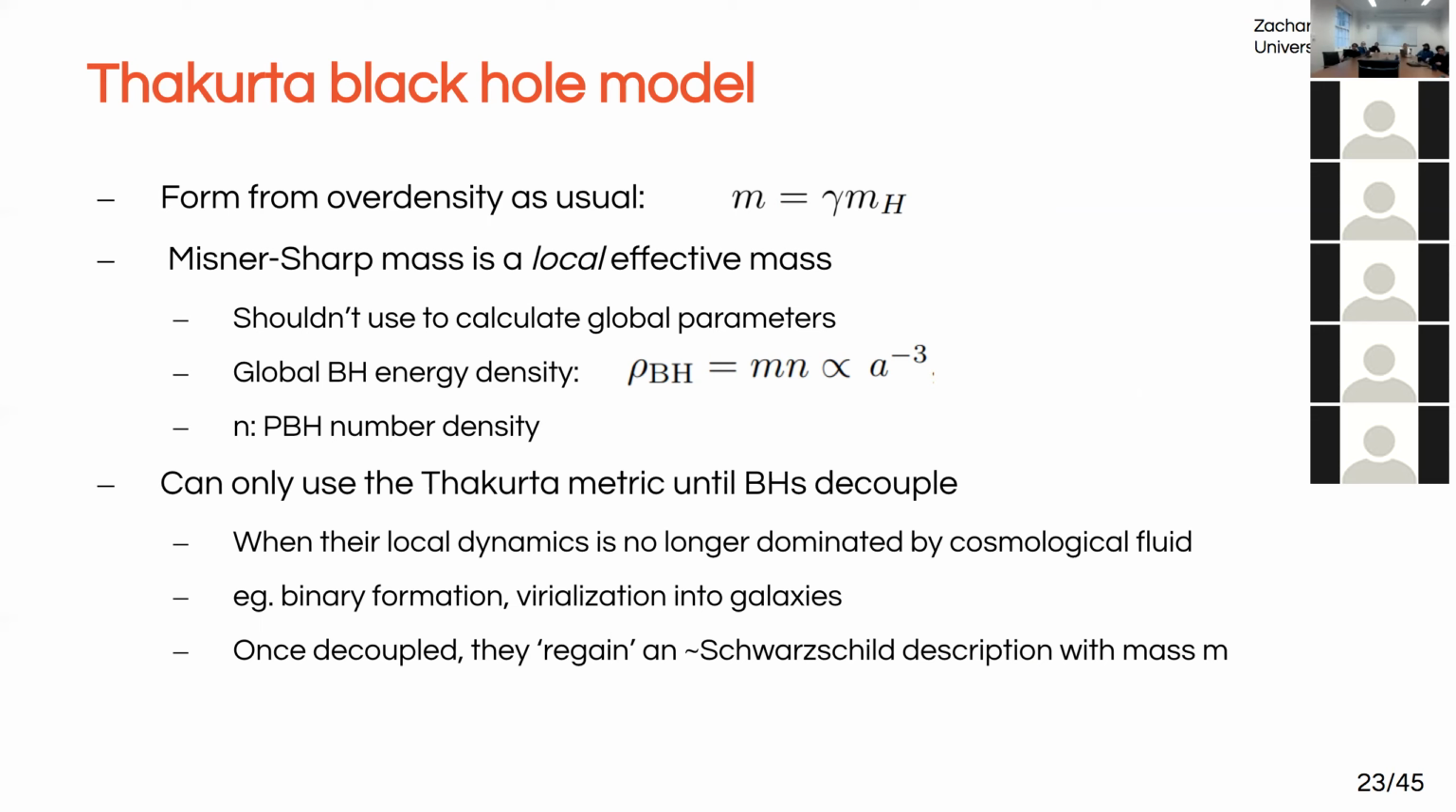But as soon as something else dominates their dynamics that's not the cosmological fluid, it no longer makes sense to describe them with the Thakurta metric, and this description breaks down. So that would be something like the formation of binary black holes, or structure formation when they get virialized into them. And our assumption here is that once these black holes decouple, they regain, in some sense, a more Schwarzschild-like description, or something like that, with their physical mass m, as we would measure it today.